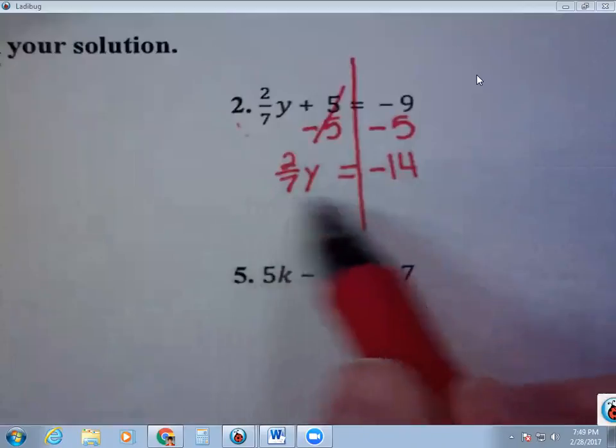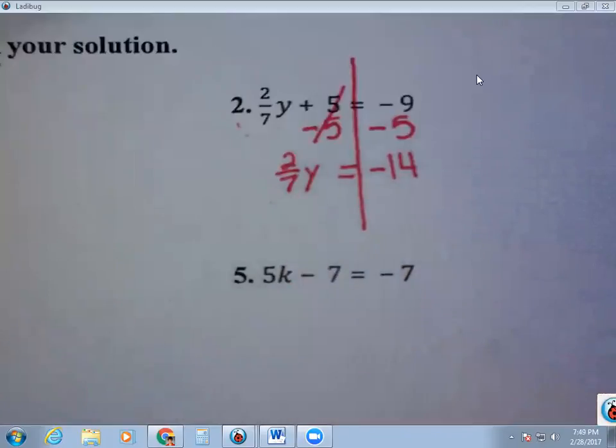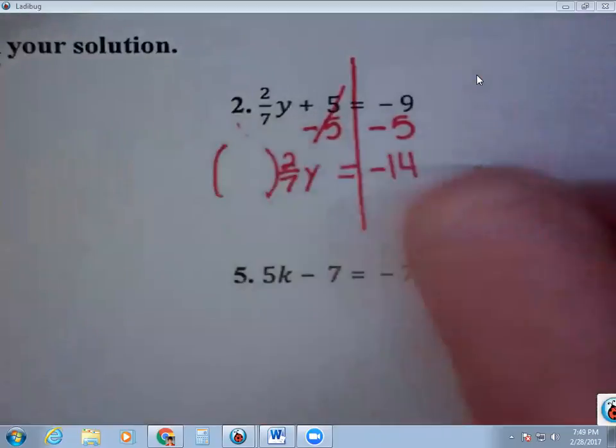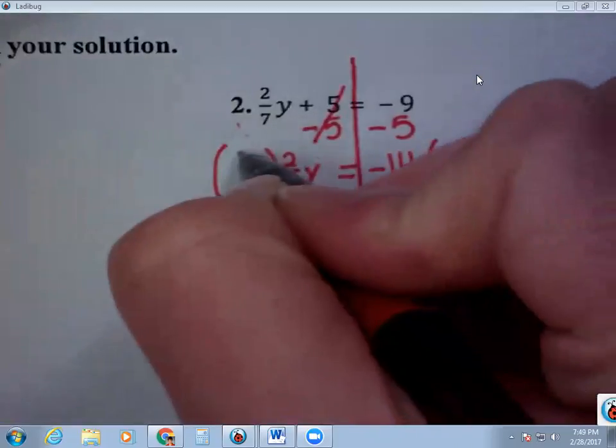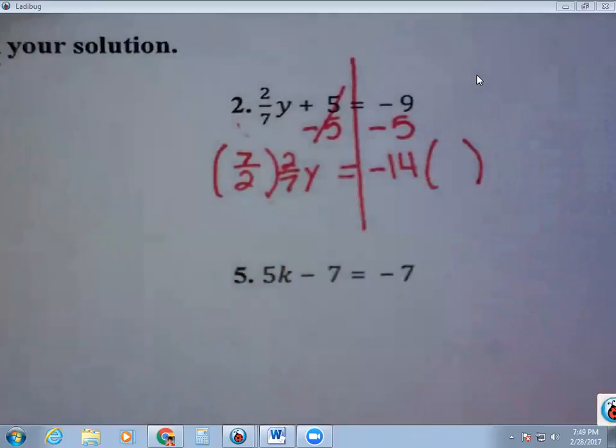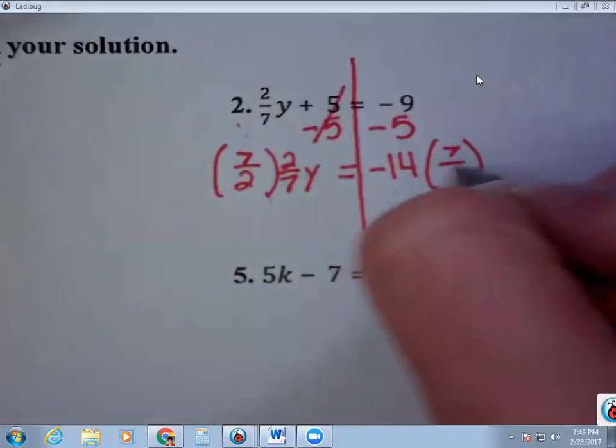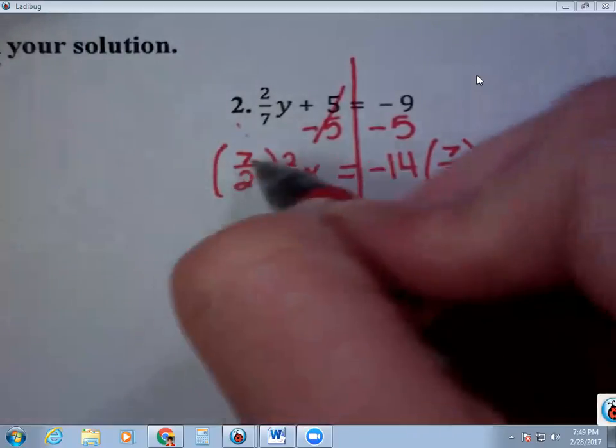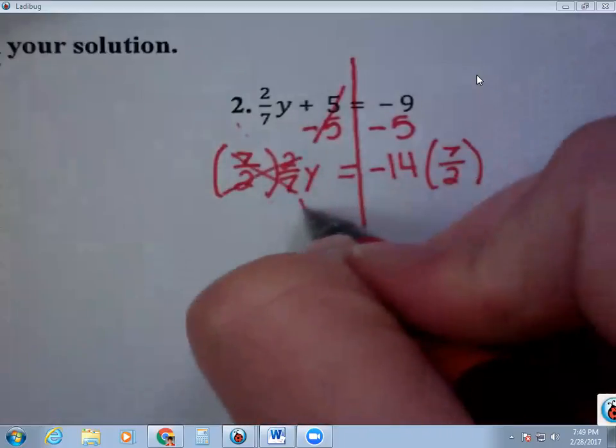And in order to get rid of this 2/7 y, what do I need to do? Well, yeah, I'm dividing by 2/7, but you remember what dividing is. Dividing is just multiplying by the reciprocal. So let's multiply each side by the reciprocal of 2/7, which is 7/2. Now, that's much easier to say, 7/2. Now, 7/2, of course, we just cancel this out. It leaves us with y.